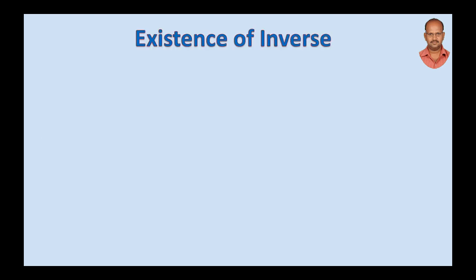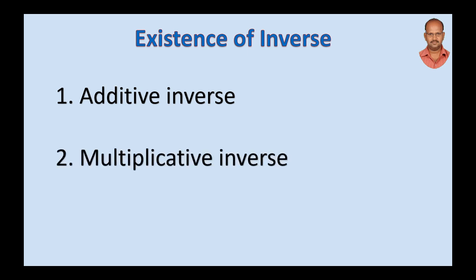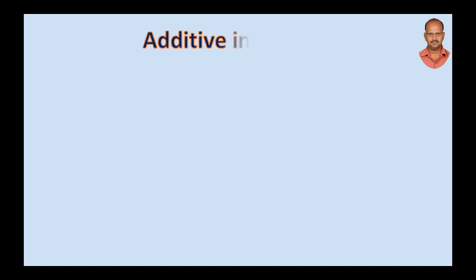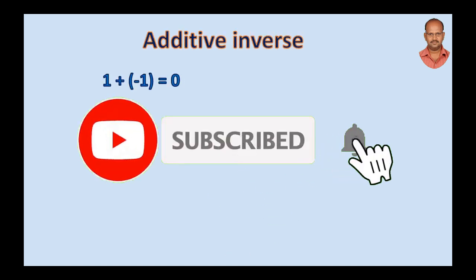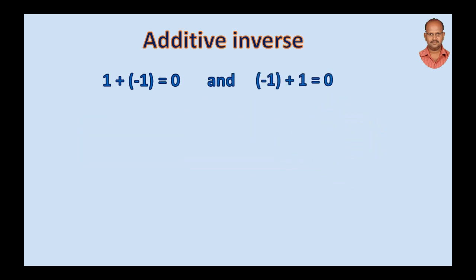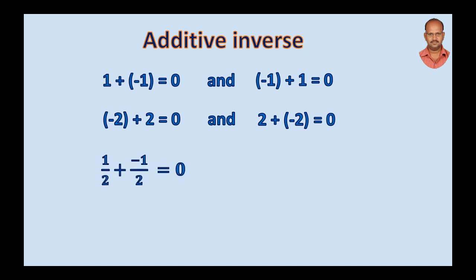Existence of inverse. Number 1, additive inverse. Number 2, multiplicative inverse. First of all, taking additive inverse. 1 plus minus 1 is equal to 0 and minus 1 plus 1 is equal to 0. Minus 2 plus 2 is equal to 0 and 2 plus minus 2 is equal to 0. 1 by 2 plus minus 1 by 2 is equal to 0 and minus 1 by 2 plus 1 by 2 is equal to 0.